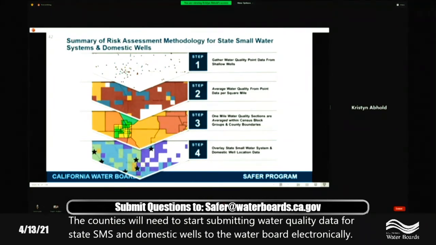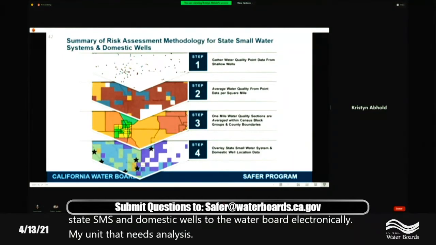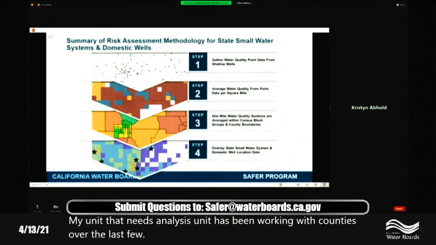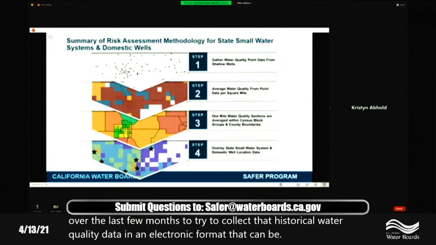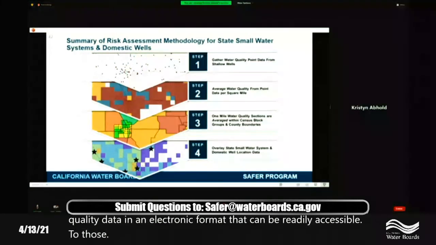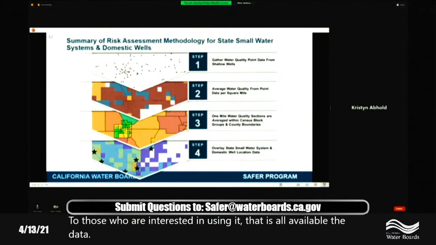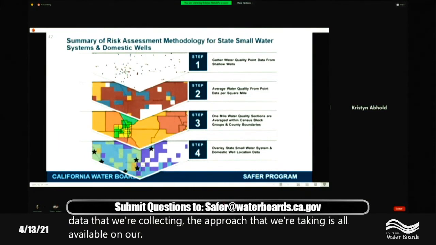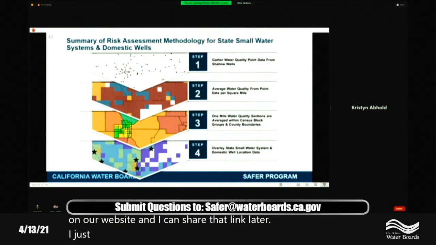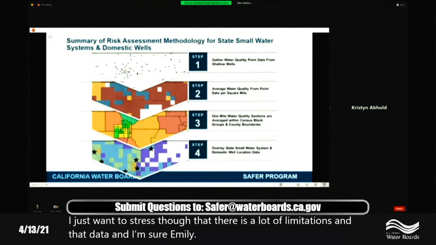My unit, the Needs Analysis Unit, has been working with counties over the last few months to collect that historical water quality data in an electronic format that can be readily accessible to those who are interested in using it. The data that we're collecting and the approach that we're taking are all available on our website, and I can share that link later. I just want to stress that there are a lot of limitations in that data, and I'm sure Emily can attest to this.